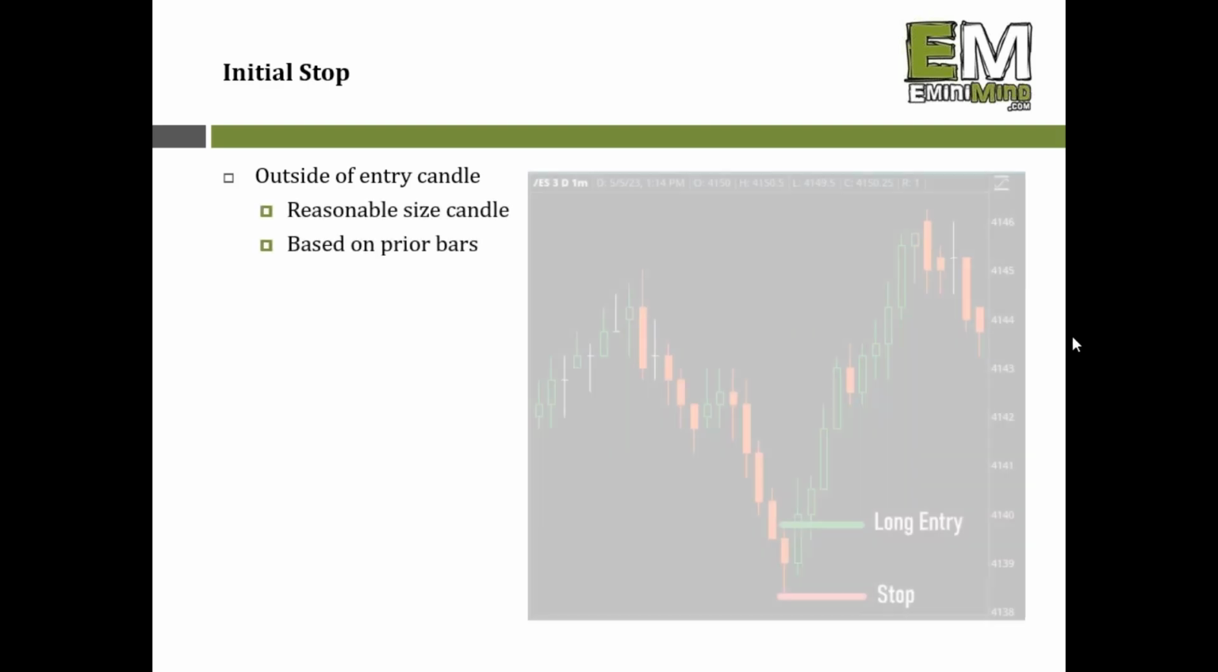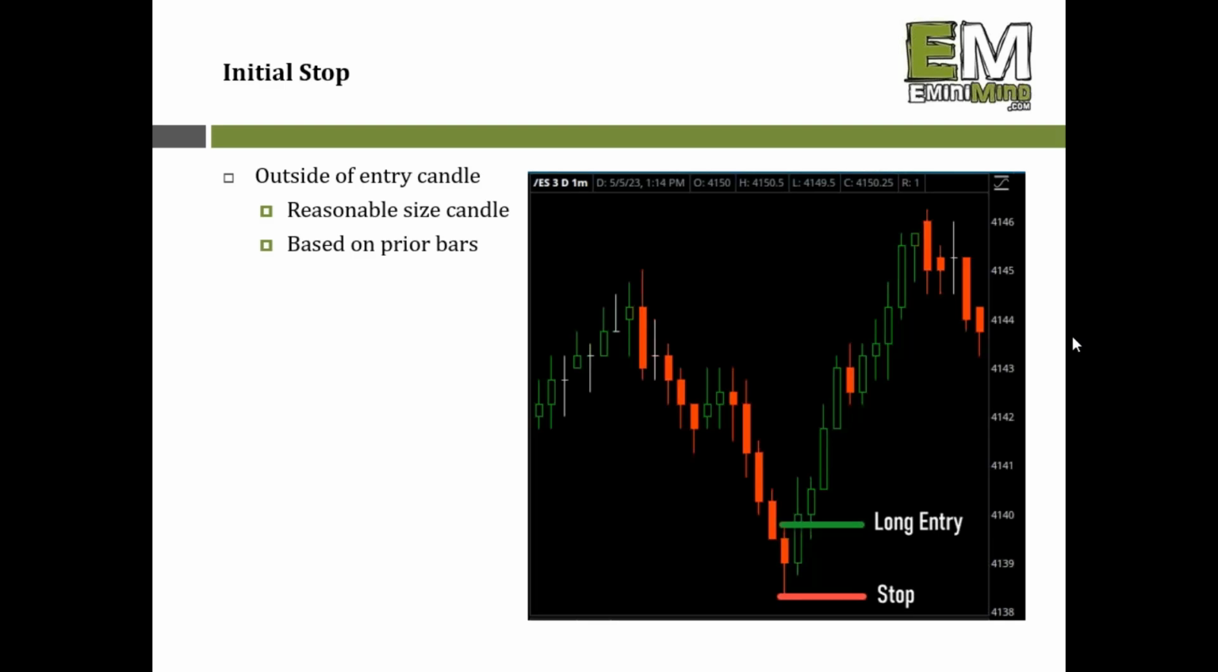And then the initial stop, the starting place that I use, is going to be, if it's a hammer, just below the low, and if it's an inverted hammer, just above the high. So in this example here, the high of the candle, since it's a long, is going to be the entry, and then the low of the candle, or one tick below the low, I should say, is where I start with my stop.